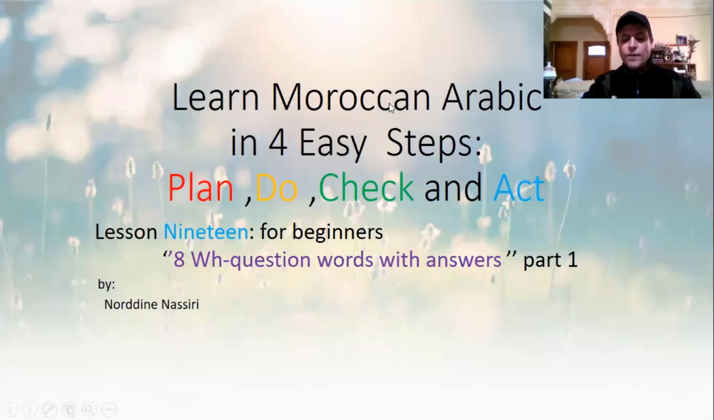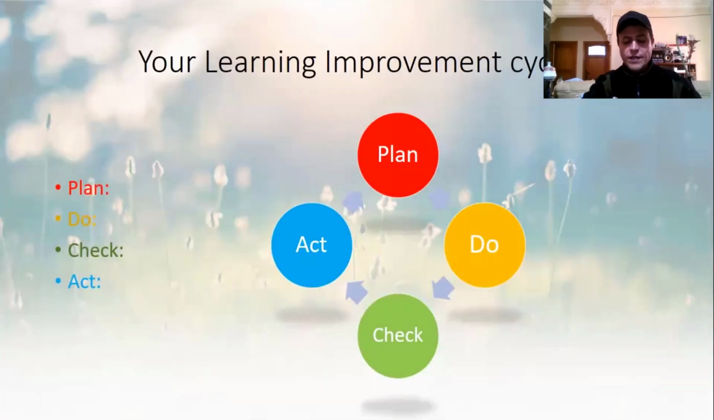In this video, I'm going to show you how to ask questions in Moroccan Arabic in different situations in just a few minutes using 8 WH question words: what, where, when, how, who, whose, which, and why, so that you can save yourselves from confusion, misunderstanding, and possibly embarrassment. Coming up, 8 WH question words in Moroccan Arabic, part 1. Keep watching.